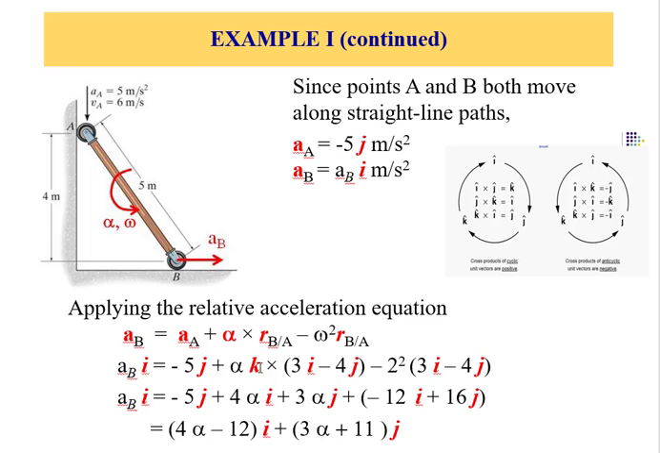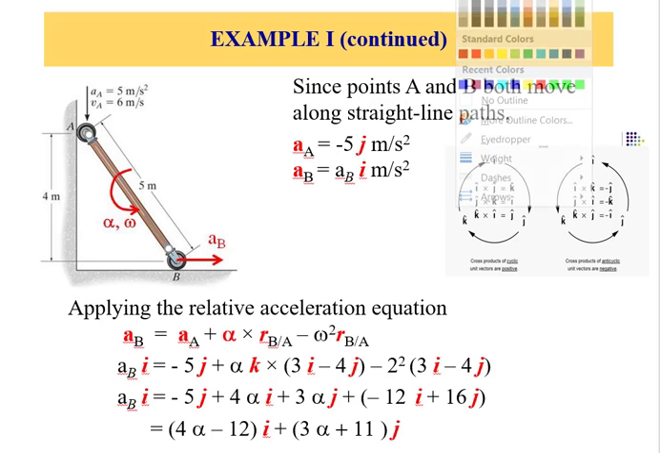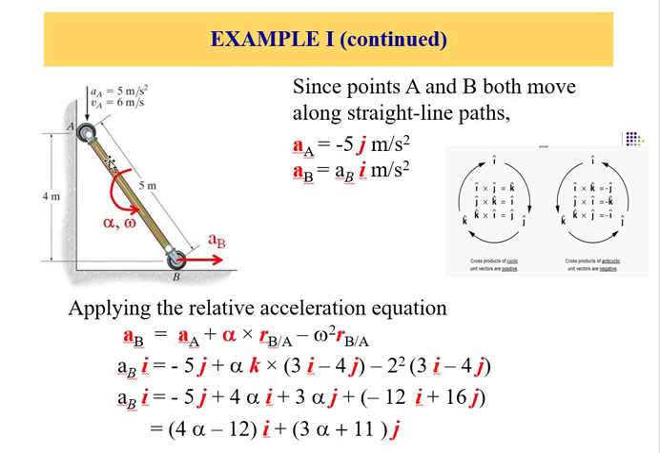So this is the vector alpha k, cross. Now, R_B relative to A is a position vector from A to B, so the head is on B. That has two components: 3i minus 4j. So this is where we got the position, 3i positive minus 4j. Cross product, minus omega squared, which we found from the relative motion analysis of velocity.